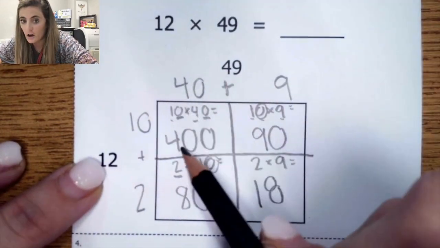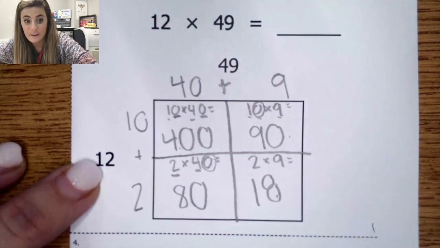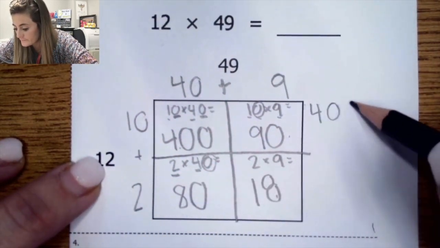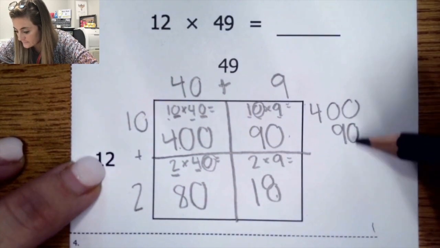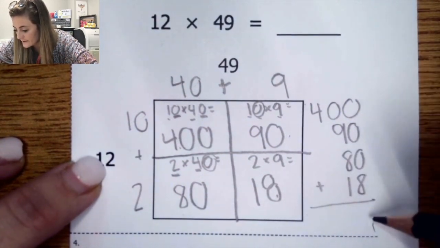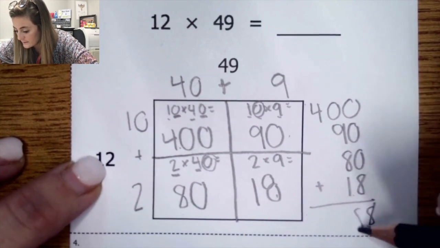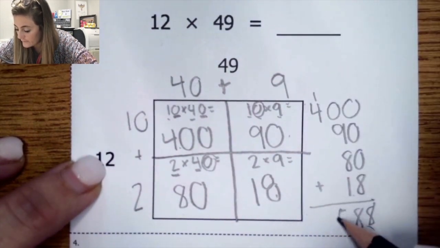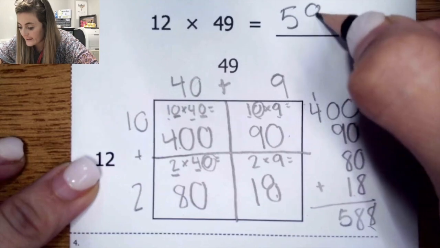Now I'm going to take all 4 of these and add them together. So 400 plus 90 plus 80 plus 18. So my answer is 588.